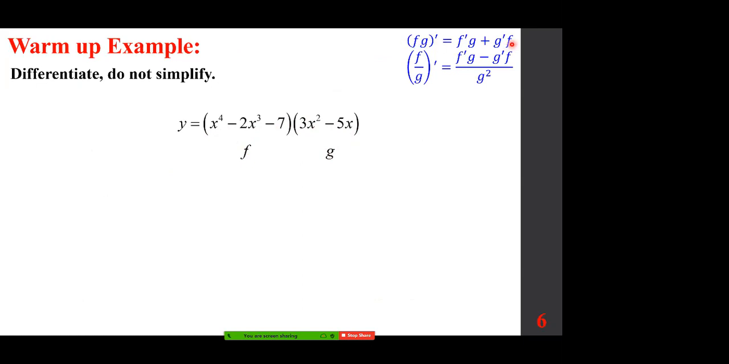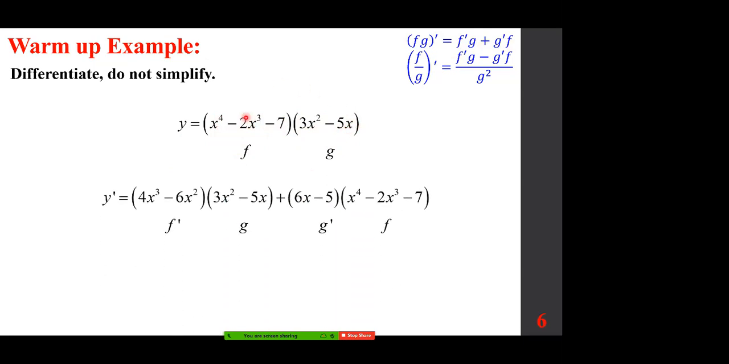That means we want to do this. Okay. So y prime equals, take the derivative of this piece, which becomes 4x cubed minus 6x squared minus 0. We don't write it. So this is f prime times g. Write the second part. Plus, now the second part, take the derivative, becomes 6x minus 5. That's g prime times f. And you're done with calculus class. So here's f prime, here's g, here plus, here's g prime, here's f.